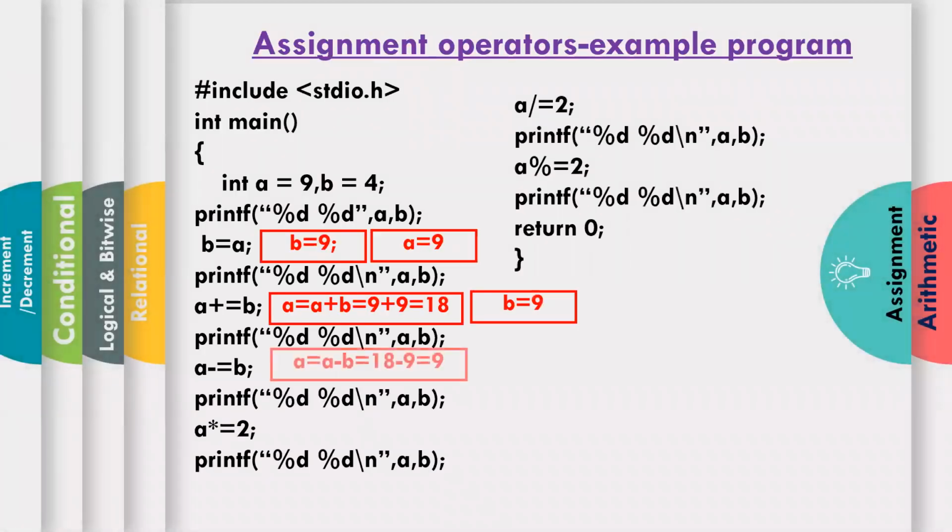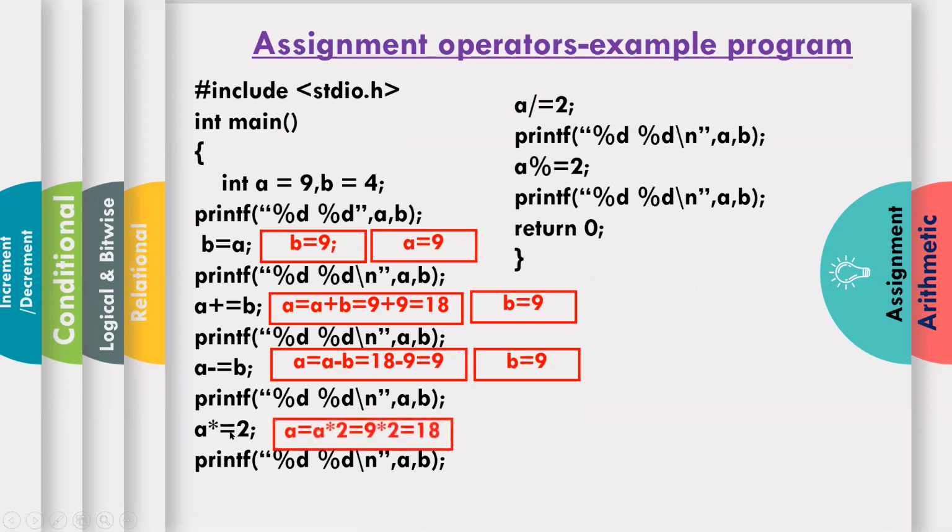So simply, the variable value can be updated any number of times. See here, I consider the above B value, and for A, I will consider this 9 only. So the latest value which is updated, you will consider for the next statements. So here A minus B, A is 18, B is 9. 18 minus 9, 9, and B is 9.